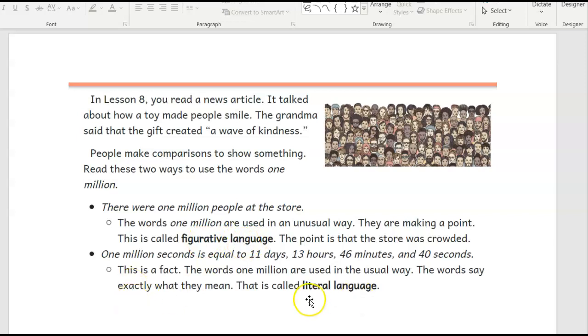Okay. This next one, literal language, this is going to be exactly what you're saying, exactly what you mean. So for example, 1 million seconds is equal to 11 days, 13 hours, 46 minutes, and 40 seconds. So this would be literal language. I'm comparing two things, and if you want to go ahead and try to figure this out, it's a great math problem, but this is a true statement. So it's literal language.